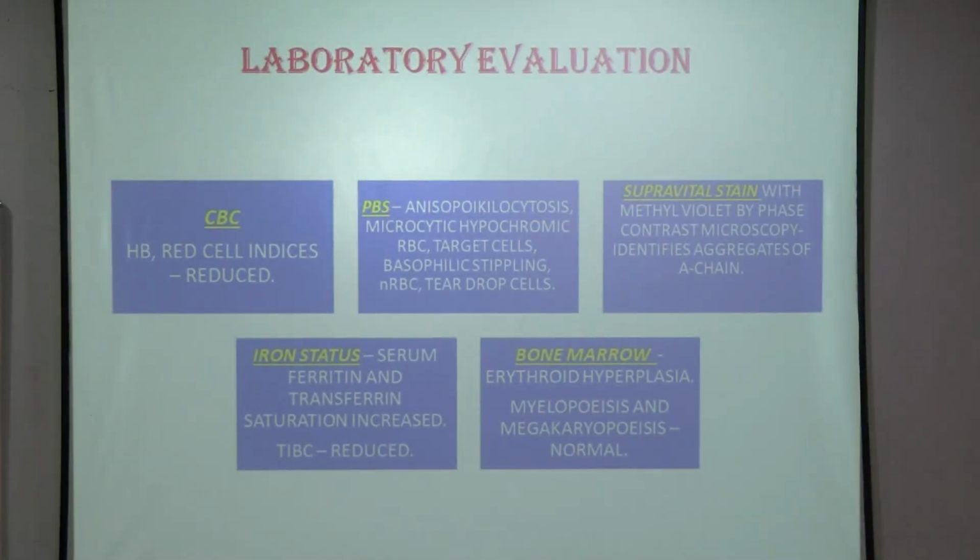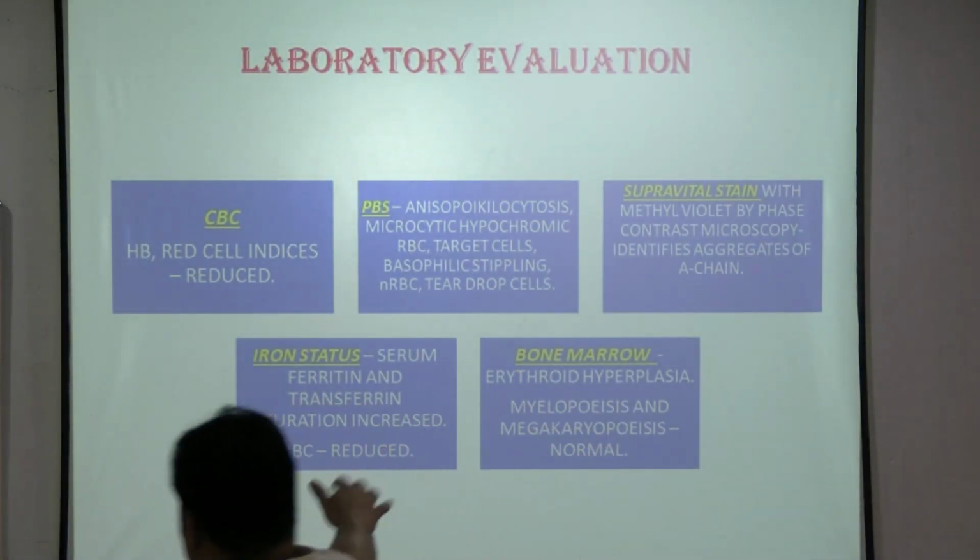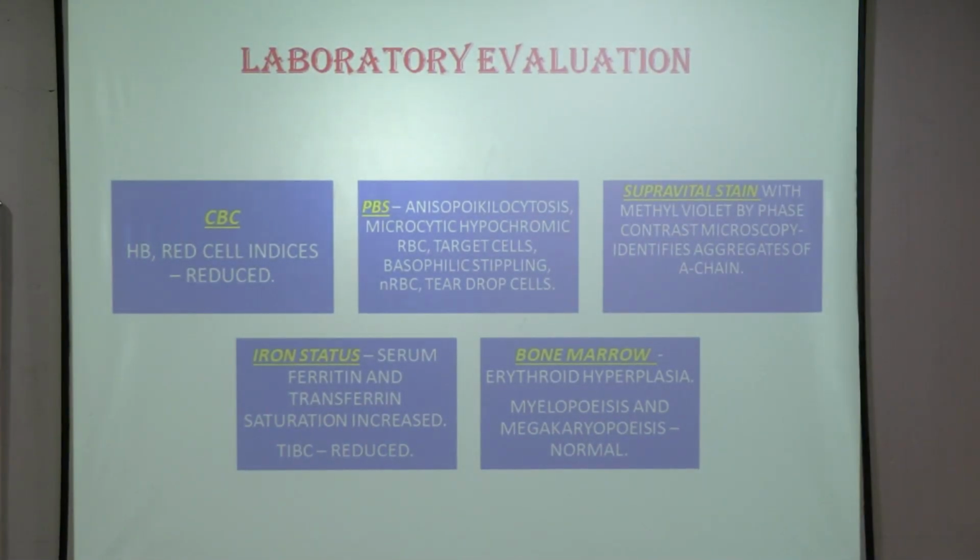Complete blood count. Within the complete blood count, the peripheral blood smear is also included. So hemoglobin will be reduced. Red cell indices, MCV and MCH, will be low.